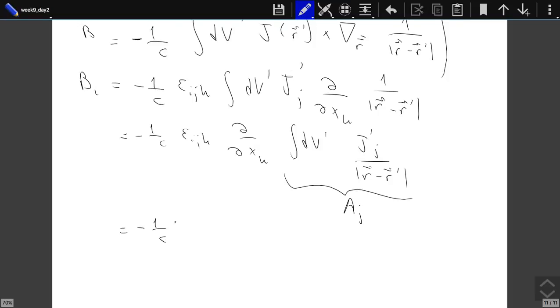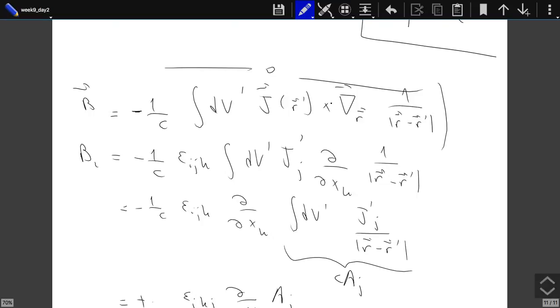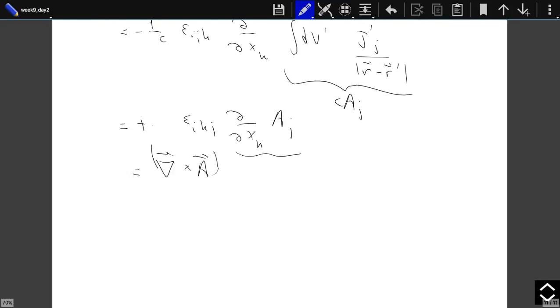This is minus 1 over c. Well, let me also change the indices k and j in the Levi-Civita. So it is epsilon_ikj del over del x_k times A_j. No, sorry, this is c times A_j. And you see, it's already a curl. So you see, this gradient, you're right, it is the gradient of the scalar function. But you see, we have this cross product. So that is basically what converts this expression, this gradient, into a cross product over here.